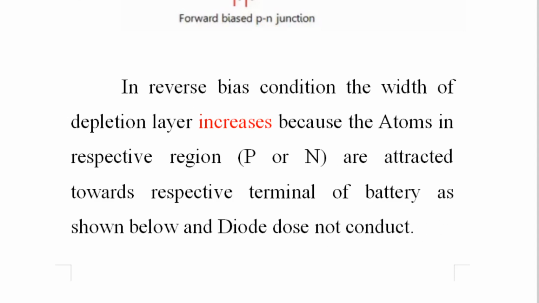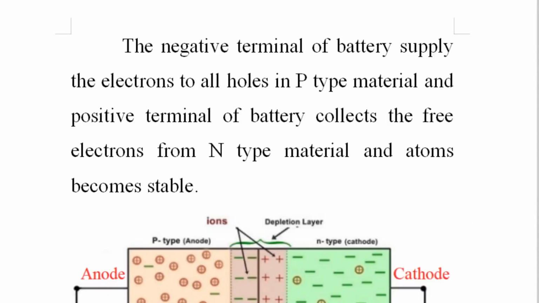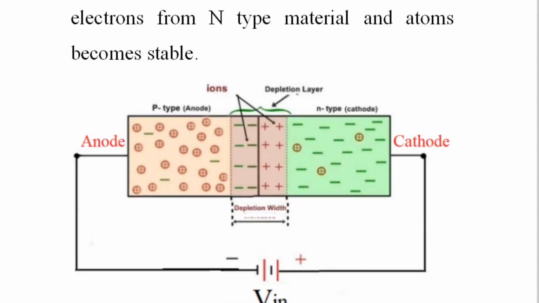So why is the width of depletion layer increased in reverse bias condition? That we'll understand from the diagram. You just read this once or twice, and then let us go to the diagram. In reverse bias condition, you see the width of depletion layer is increased. Normally we show only one vertical layer of the minus terminal and only one vertical layer of the plus terminal. But here now there are two vertical layers of plus and two vertical layers of minus. Meaning the width of depletion layer is increased.